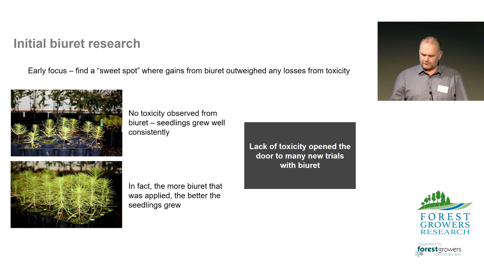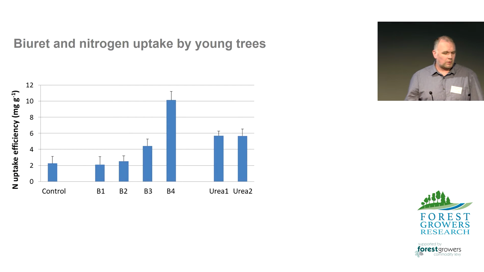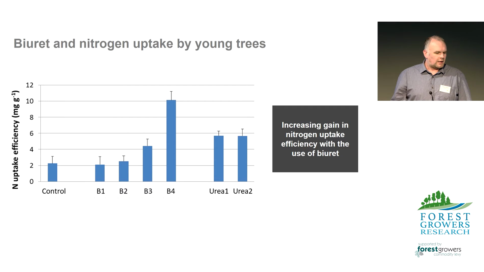And one of the first positives we saw was increased uptake efficiency of nitrogen. So on this axis here, you've got the control, then you've got 4 increasing levels of Biuret compared to 2 increasing levels of urea. There was a third one, but it was too much and it killed the seedlings stone dead in about 12 hours. But what we saw is that the more Biuret we added, the more efficiently it went into the tree. And again, we've seen this consistently played out in a number of other trials as well.